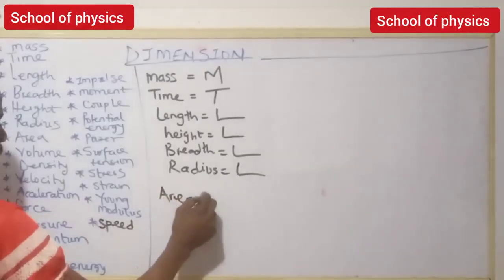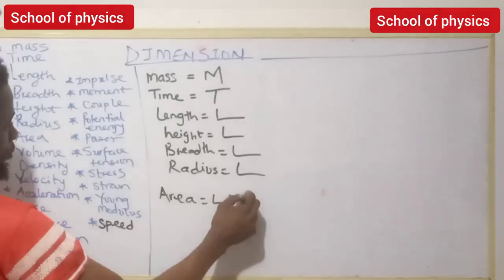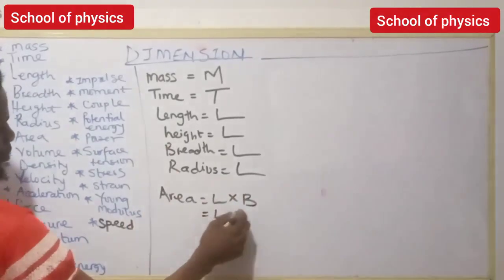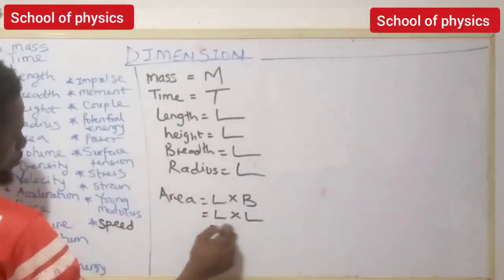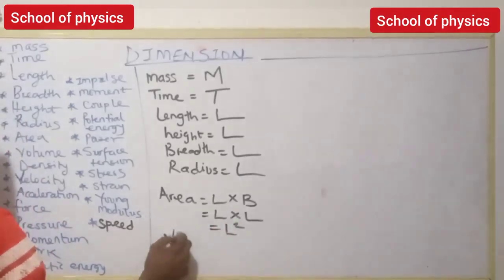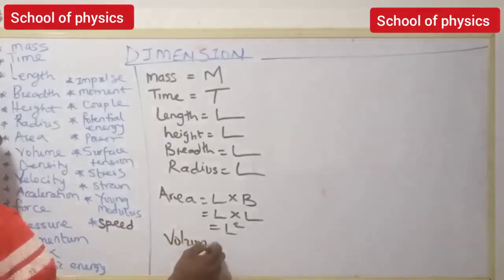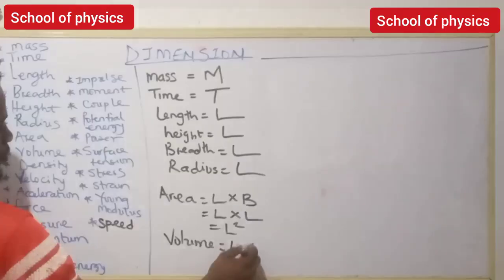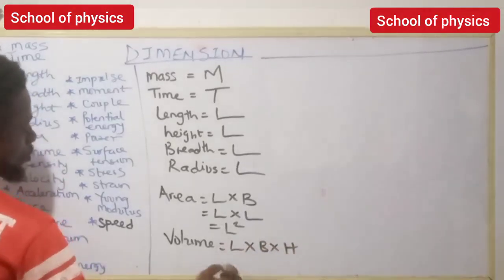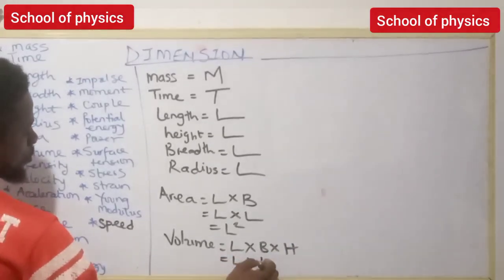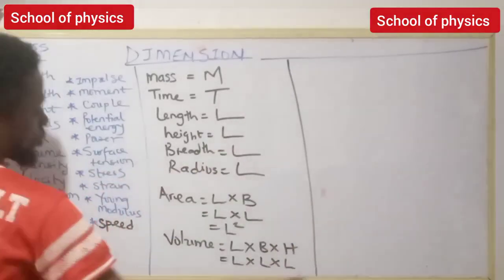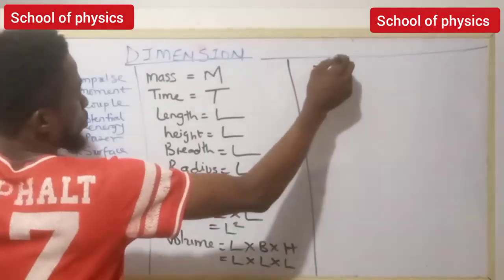Now let's look at multiple dimensions like area. Area is the same thing as the length times breadth of a shape. So length times length will now become what we are working with, which is L square, because breadth is also length. Volume is length times breadth times height. But in dimension, everything will be L. That will be length times length times length, which is the same as L cube.